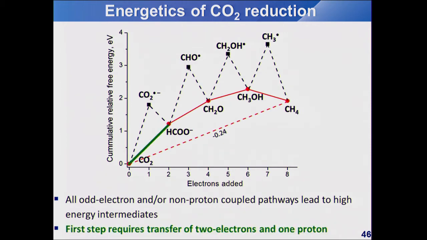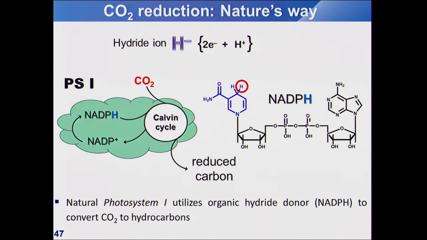So this is moving of 2 electrons and 1 proton. So we can actually get as close to this low energy path as possible. So it looks like nature already gives us a hint here. Nature uses the hydride ion, which is a combination of 2 electrons and a proton, in the natural photosynthesis to actually reduce carbon dioxide. The hydride ion is an elusive species.